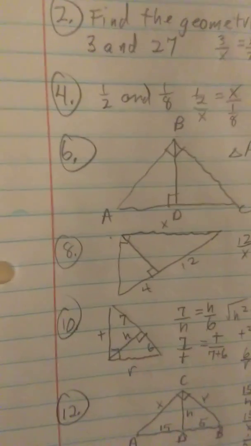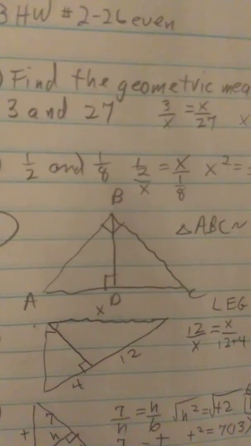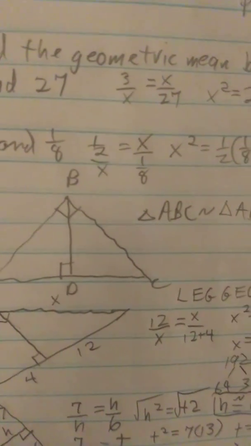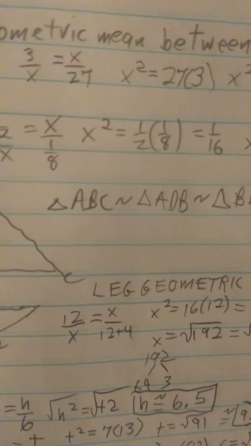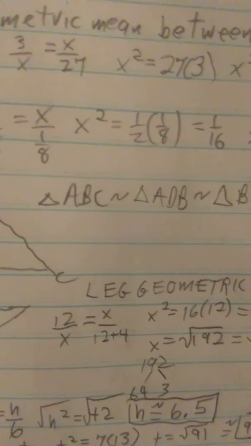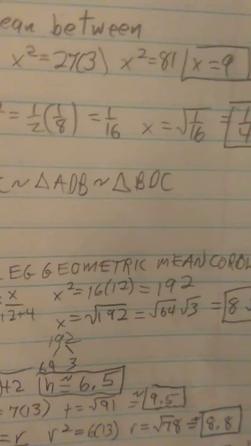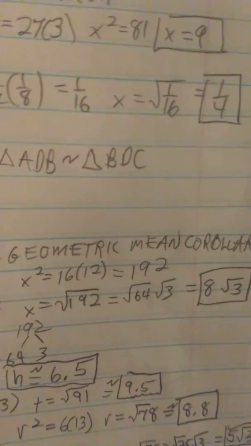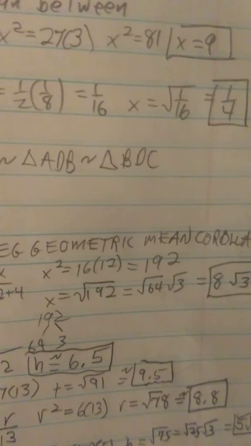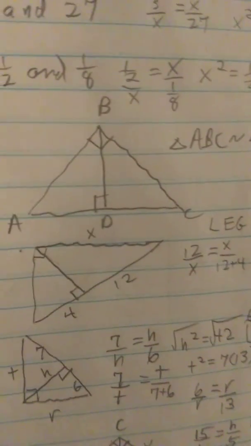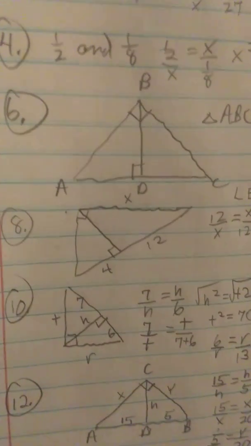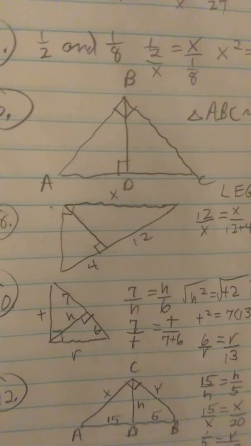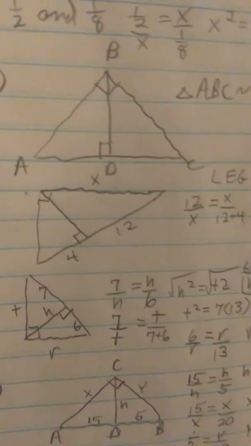Now to get the geometric mean between 1/2 and 1/8, we do 1/2 over x is x over 1/8. x squared is equal to 1/2 times 1/8, or 1/16. And the square root of 1/16 is the square root of 1 over the square root of 16, which makes x equal 1/4.